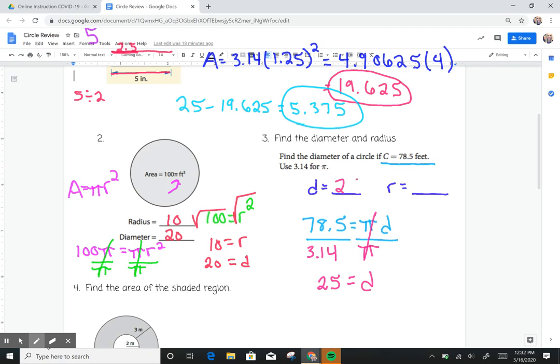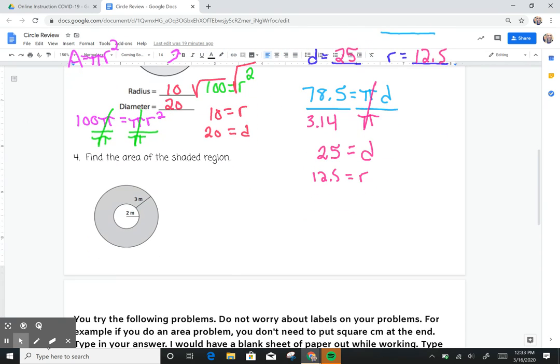So I already know what my diameter is. My diameter is 25. So now I can find the radius. And how would I find my radius? I take half of 25, which is 12.5. Okay? That's how I would set up every one of these problems.